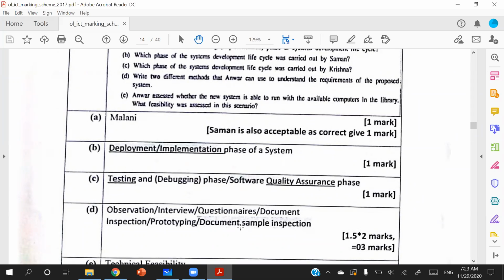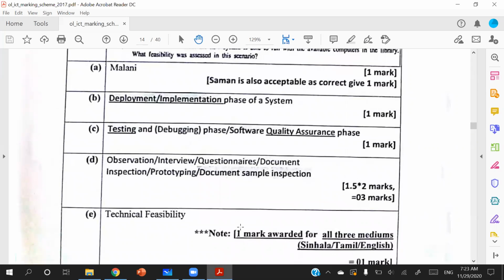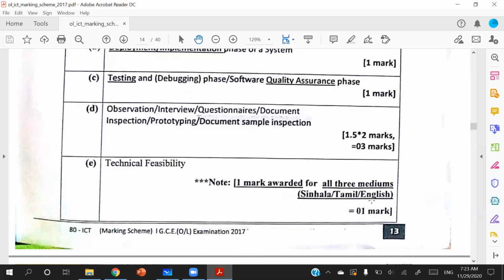Here in B, it says deployment and implementation of the system, the testing and debugging. These are the ways that we can gather the requirements. So any two answers will give you 3 marks. It's a huge one, right? And the E part, you can have the marks for the E part because feasibility study is not in your syllabus now. But it's better you remember that a little, right?